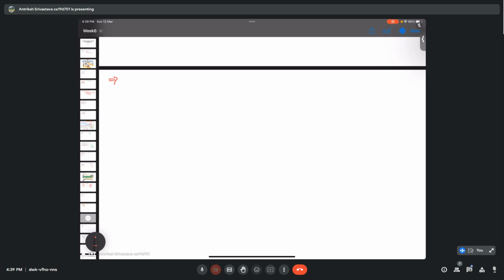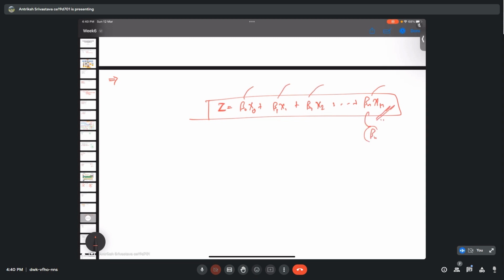Let's say the linear regression is represented as z is equal to beta naught plus beta 1 x1 plus beta 2 x2 up to beta n xn, so there are n plus 1 features, and when we fit a linear regression we will have n plus 1 constants. Based on the constants, we can say the z value depends on this feature more because the beta here is the highest. So we have explainability in the model.